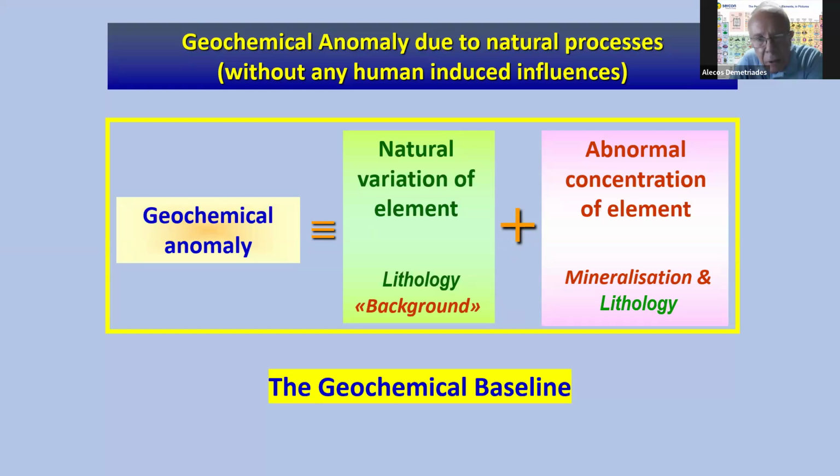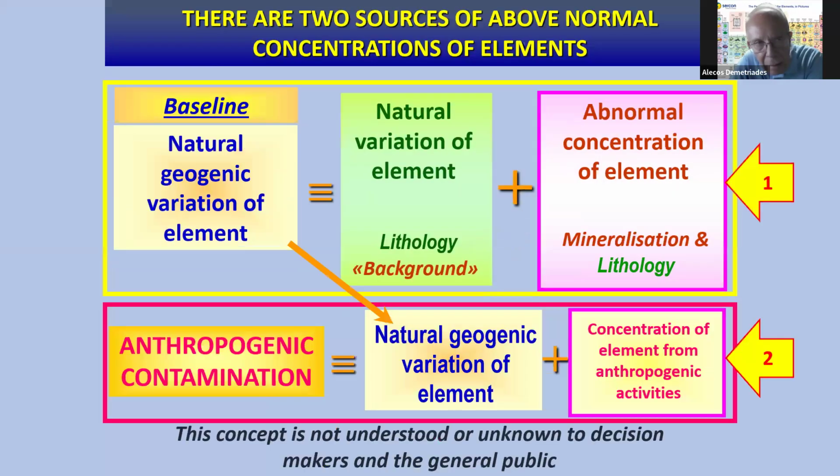And in mineral exploration, we term it as background. And there is also abnormal concentration of element due to mineralization and lithology. Okay, essentially, this is the geochemical baseline. Now, on top is the geochemical baseline, and we have anthropogenic pollution or contamination, which is the natural geogenic variation of an element, plus the concentration of element from anthropogenic activities.